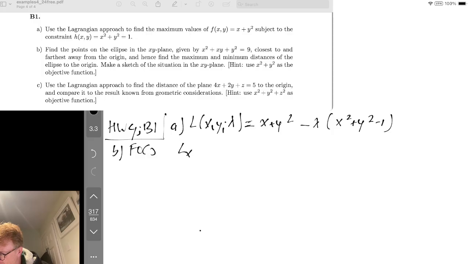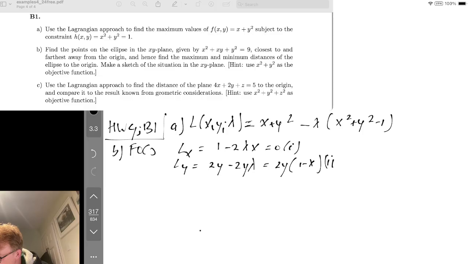So we need to write down dL/dx, the partial derivative of L with respect to x, so that's 1 minus 2 lambda x is 0, call that 1. dL/dy is 2y minus 2y lambda, so we can write it as 2y times (1 minus lambda) is 0, call that 2. So either y is 0 or lambda is 1.